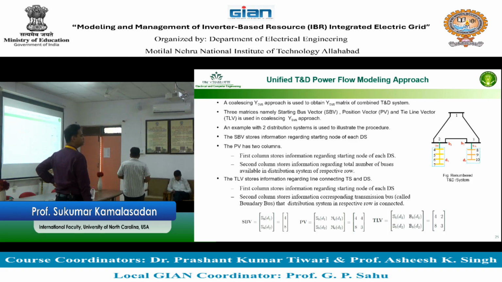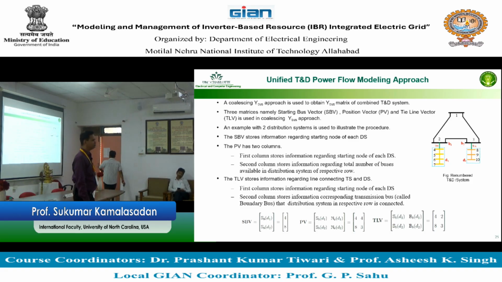So this is more like address mapping in computers, where you use a stack register and look at where the points are, the address of that point, and how many are there in the row. So you add them together and bring them in the form of a matrix, and then you will see, for example, the bus vector, position vector, and tie line vector. This tie line is a connection point where the distribution networks are connected to the transmission network. This is one approach. You can do other approaches too.